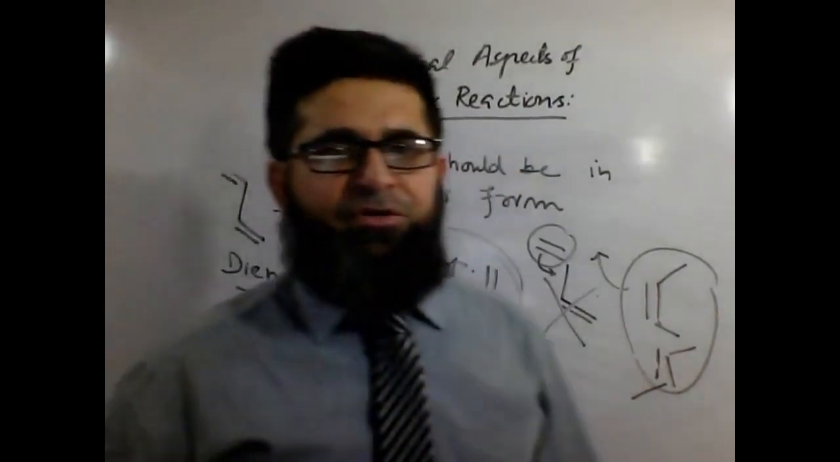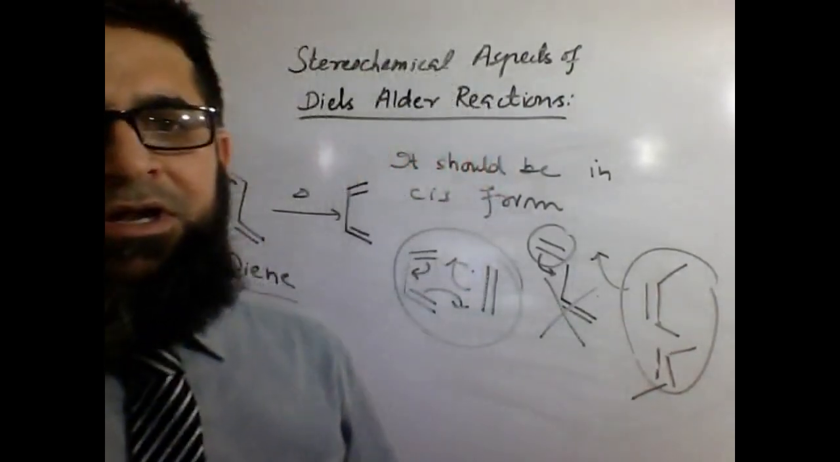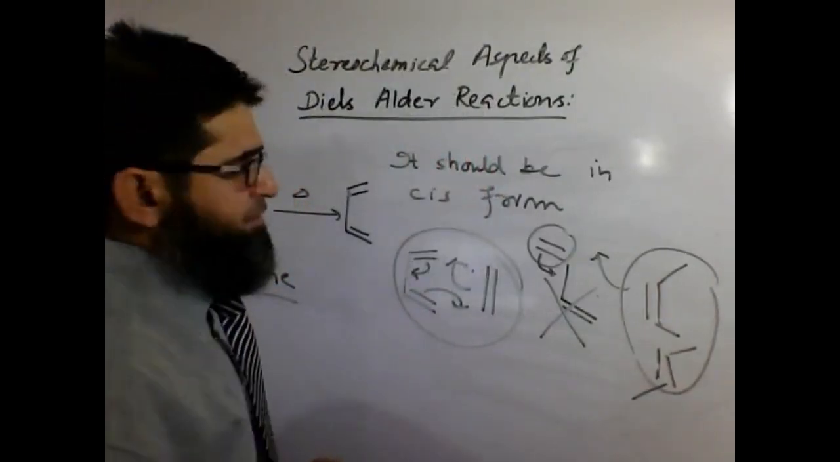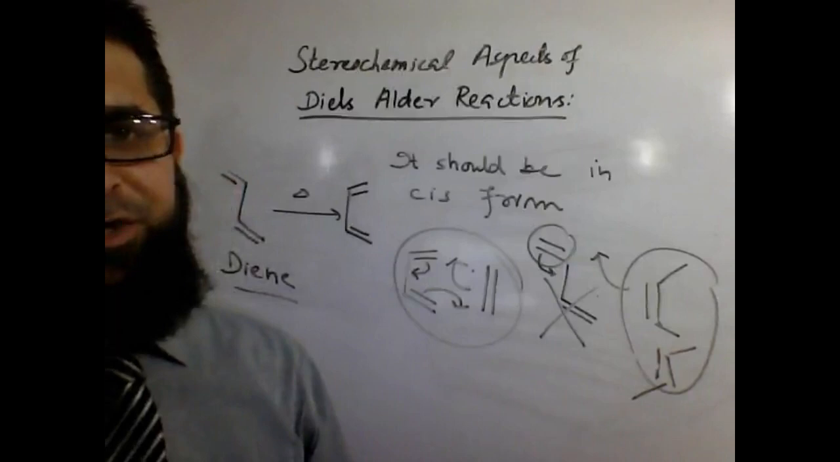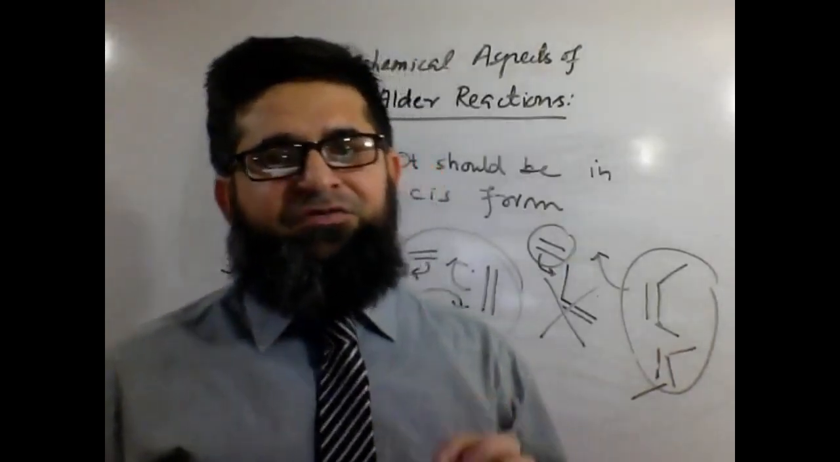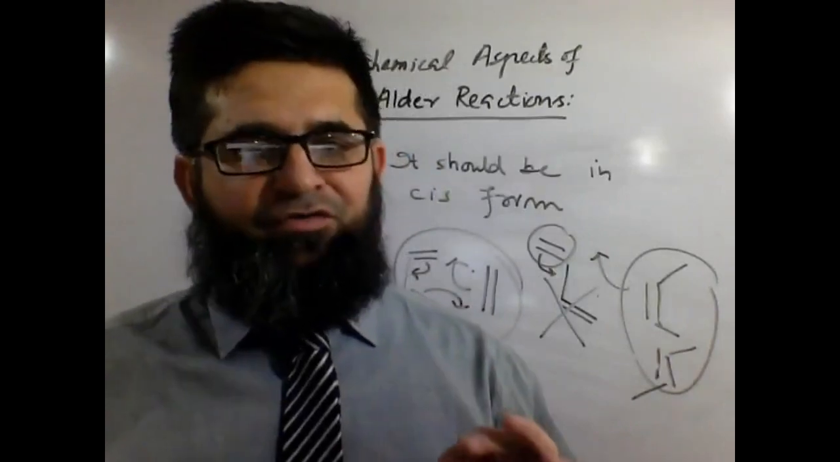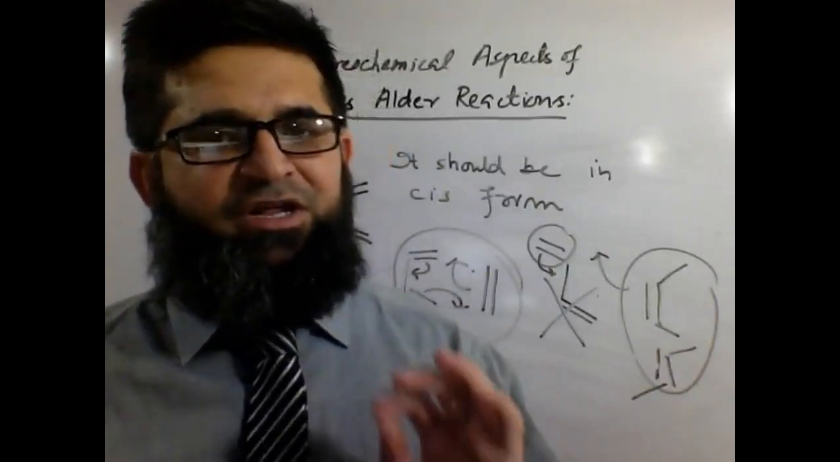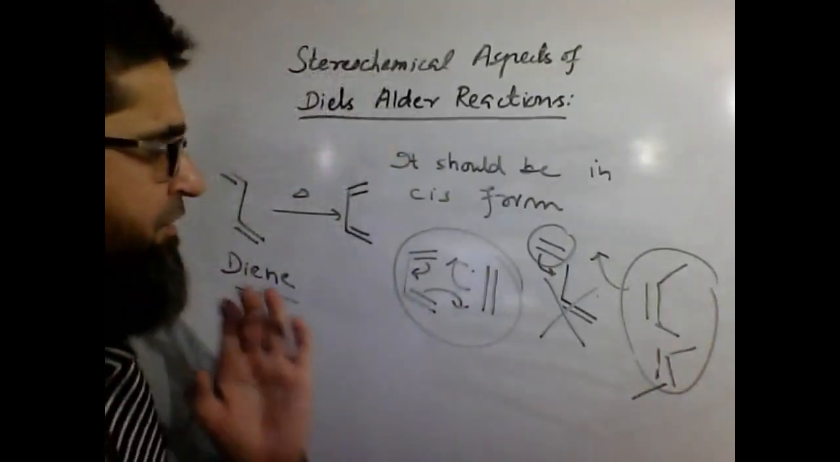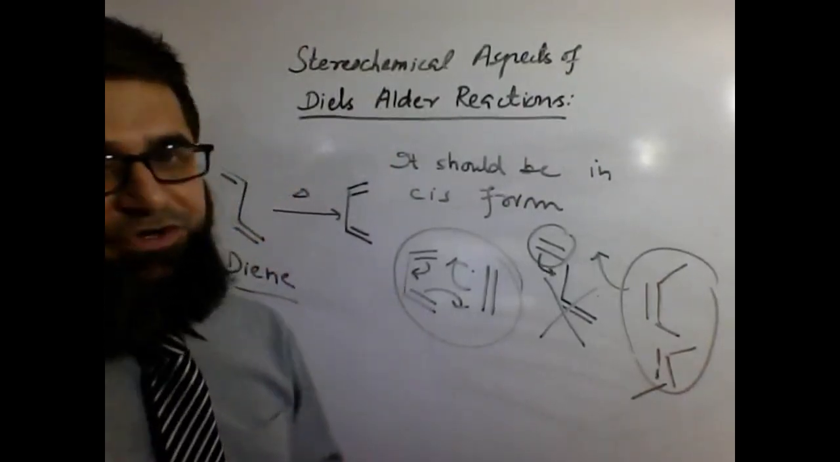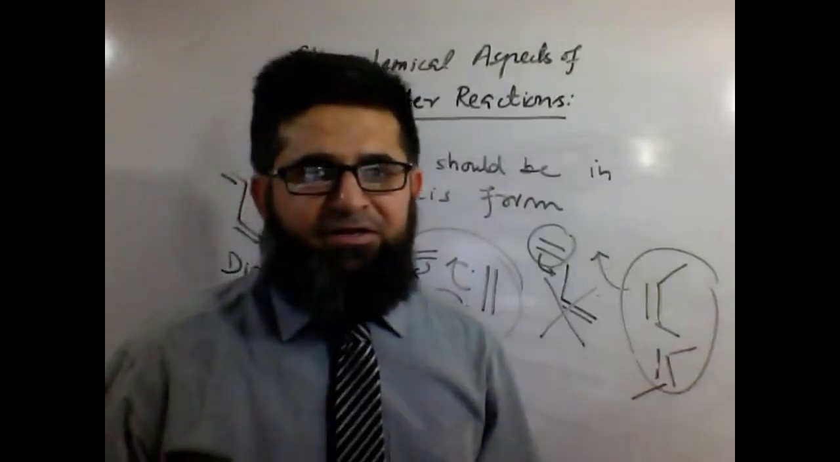So what one could do is heat it up to a bit higher temperature so that trans can be converted into cis. After its conversion, it will be ready to react with the dienophile to give the Diels-Alder reaction as per usual, as per normal. So there won't be any problem. So this is one of the aspects of the stereochemistry with the diene and the dienophile.